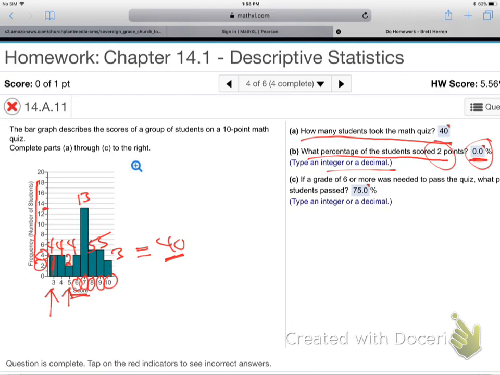All right, letter C. If a grade of 6 or more was needed to pass, what percentage of students pass? 6 or more is passing. So, what percentage? You see my answer there. See if you can figure out how I got that 75%. I'll give you a second. What percentage got 6 or more? On the bottom, the score, right? Got a score of 6 or more. Give that a try.